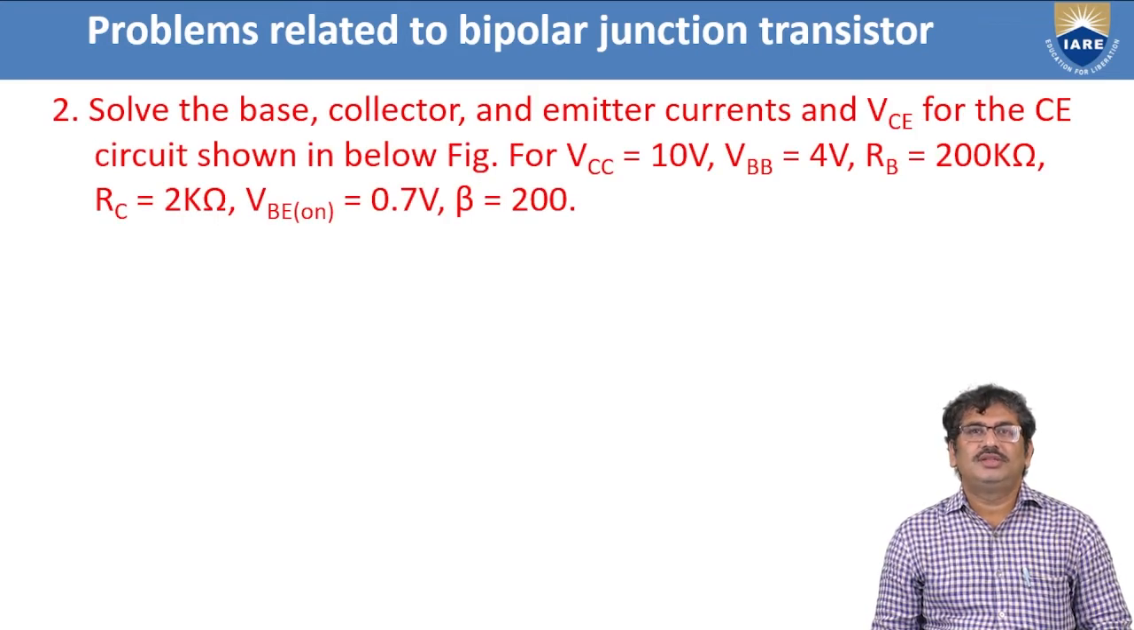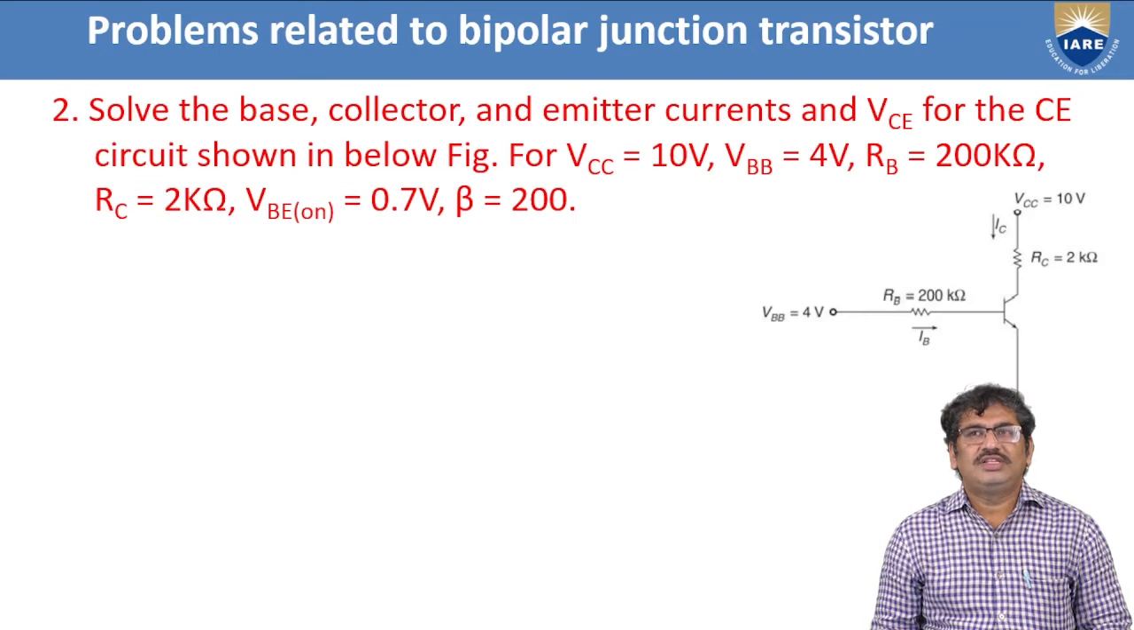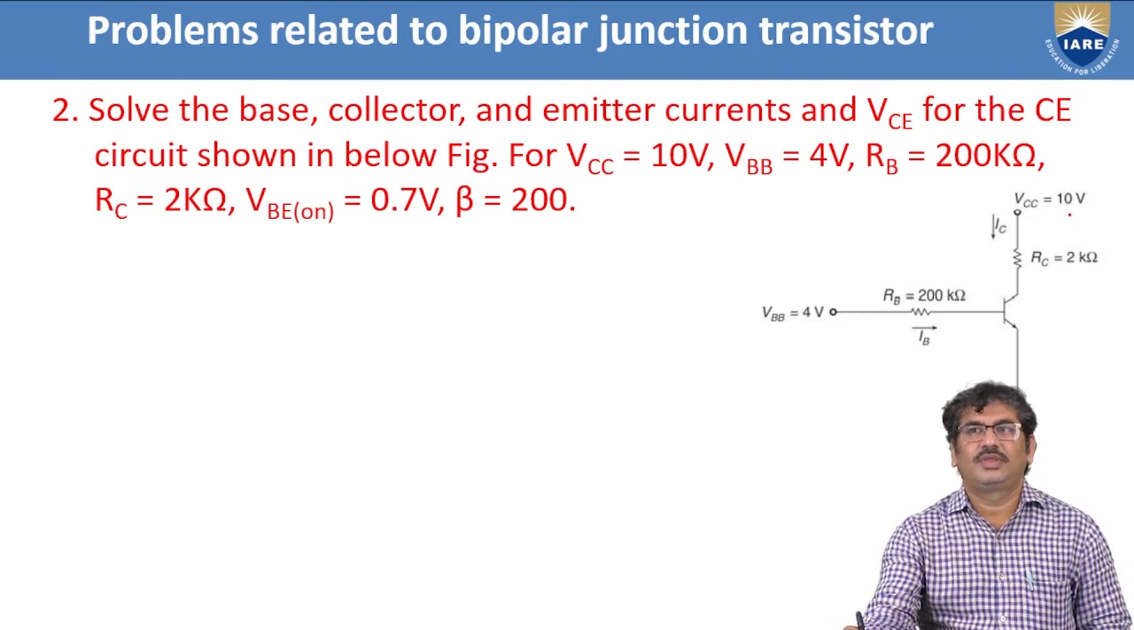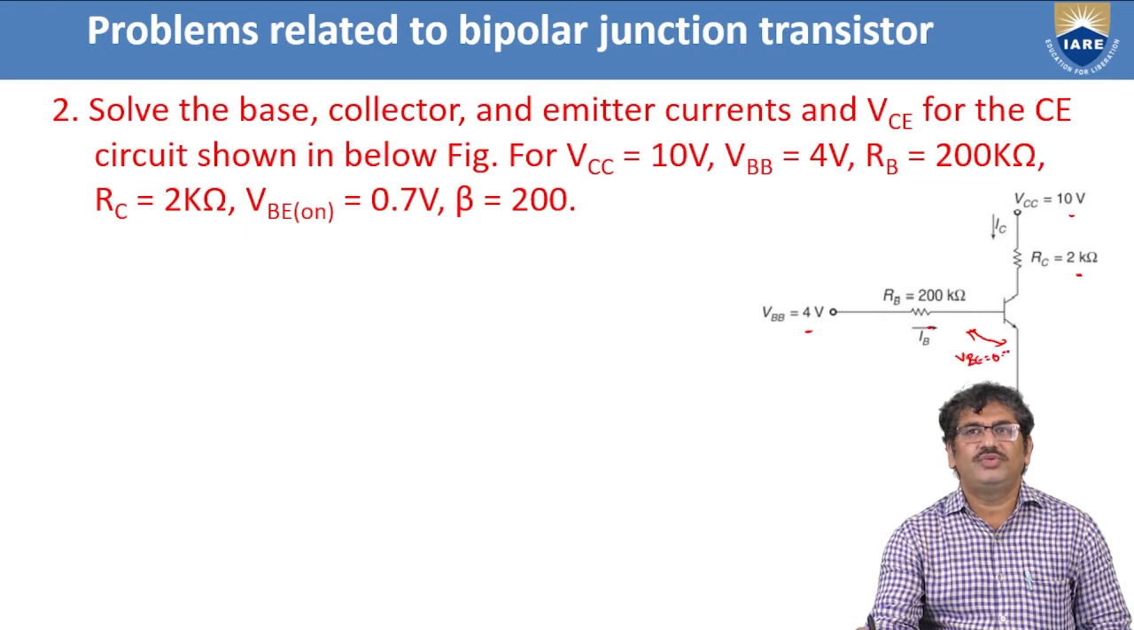The second problem is to solve for the base, collector and emitter current and VCE for the common emitter circuit shown in the figure. For VCC equivalent to 10 volts, VBB equivalent to 4 volts, RB equivalent to 200 kilo ohms, RC equivalent to 2 kilo ohms, the given VBE is equivalent to 0.7 volts and the transistor current gain beta is equivalent to 200.